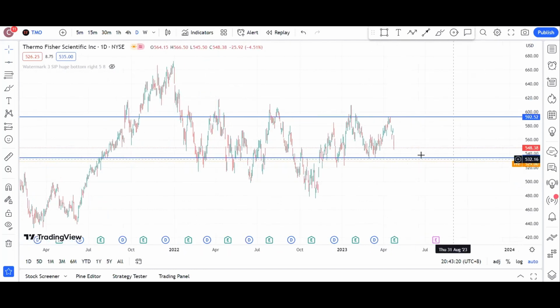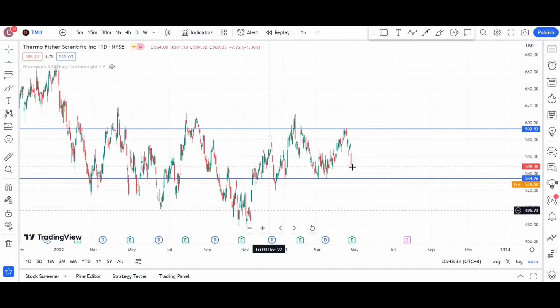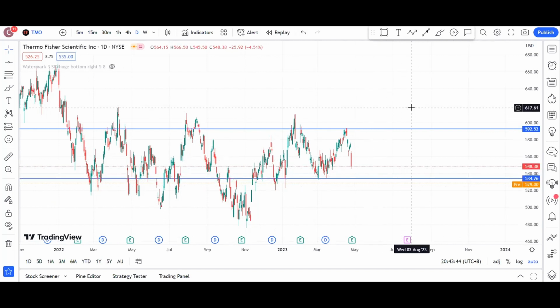So as long as price continues to stay above 534, the likelihood is that we can see more upward movement, because trend wise you realize it's forming higher lows and higher highs. We want price to continue to form a higher low before it can continue to go up, right? So that is for Thermo Fisher Scientific, very straightforward.